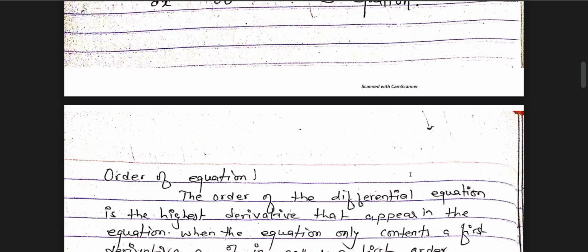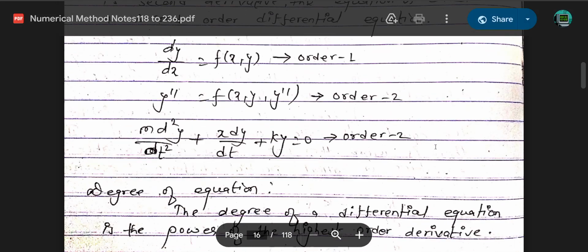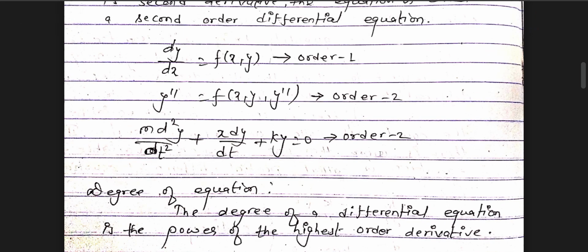Order of the equation: the order of a differential equation is the highest derivative that appears in the equation. When the equation only contains a first derivative, it is called a first order differential equation. If the highest derivative is the second derivative, it is called a second order differential equation. For example, dy/dx equals f(x,y) is order 1, and m d²y/dt² plus k y equals 0 is order 2.